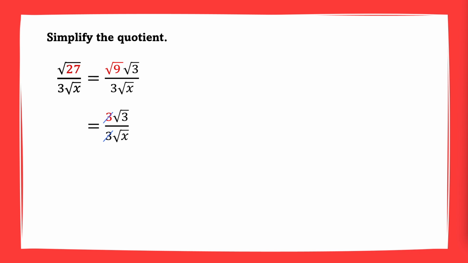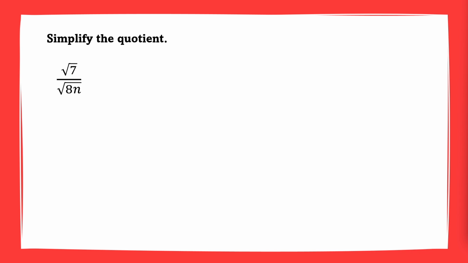To get rid of the square root in the denominator, multiply both the top and bottom by root x. This makes the denominator x, and after multiplying, the numerator becomes the square root of 3x. Therefore, the simplified fraction is the square root of 3x over x.